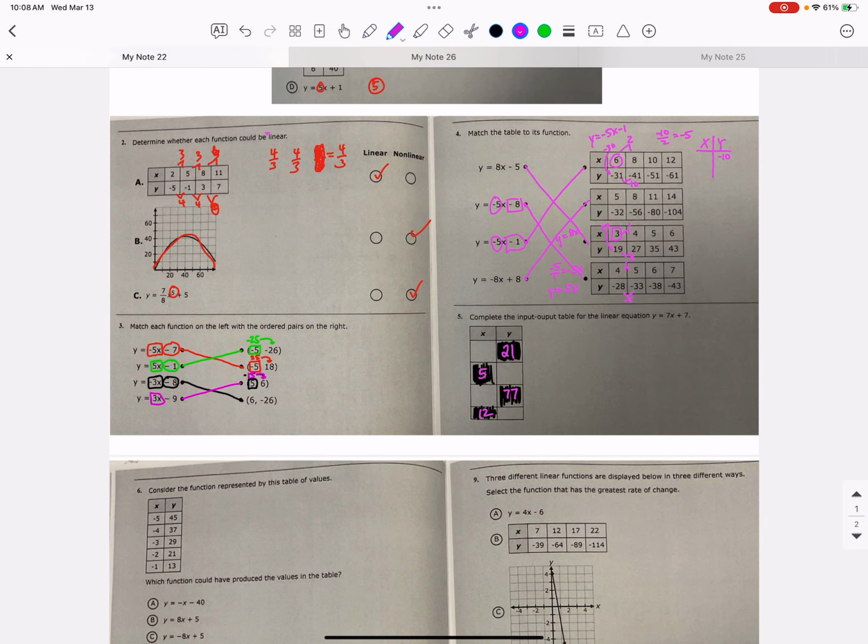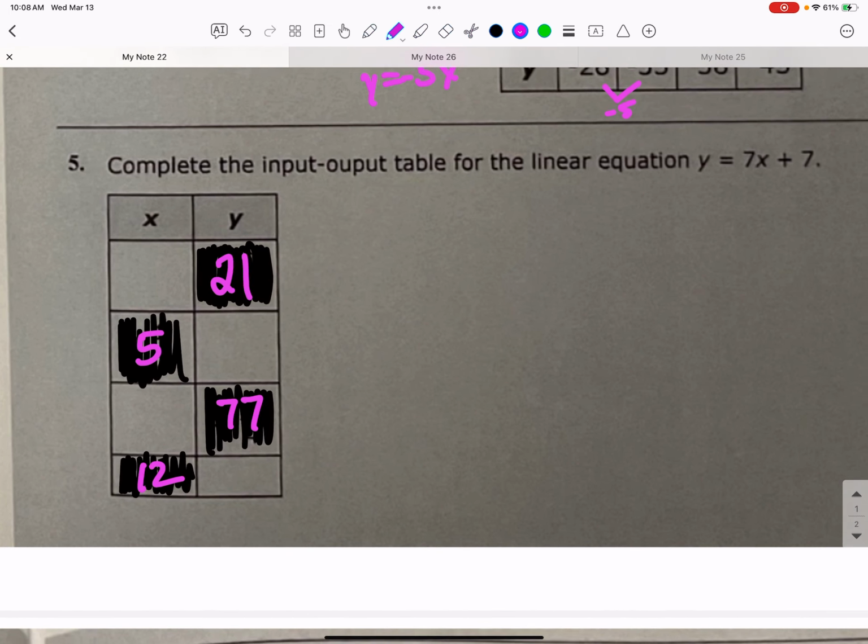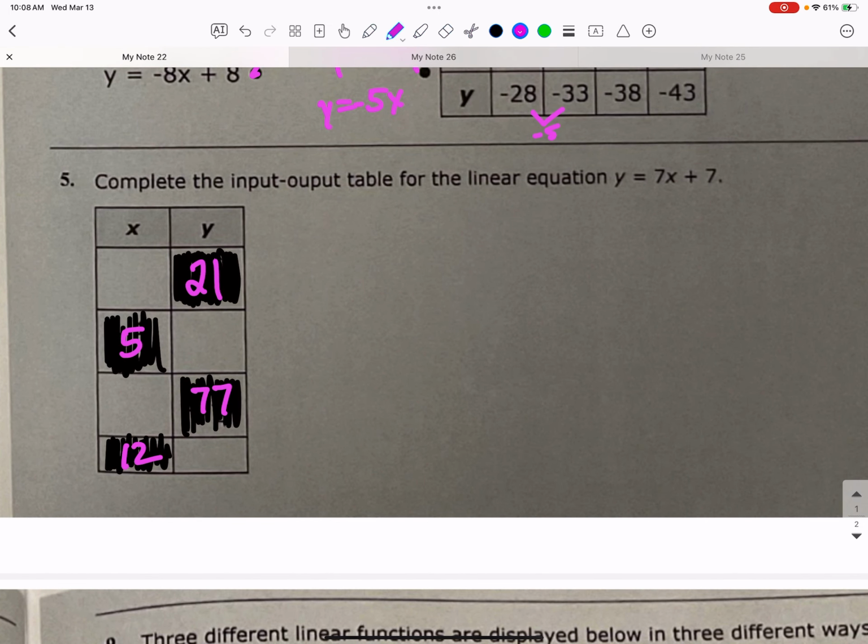Number 5, oops, I did them out of order. Okay, number 5, I said do them this way. Okay, well, it's really easy to do 5 because this means take x, multiply by 7, and add 7. Okay, we multiply this by 7, that's 35, add 7 more, that's 42. Okay, let's see, 12, multiply by 7, ooh, what is that, 84? Add another 7, that's 91.